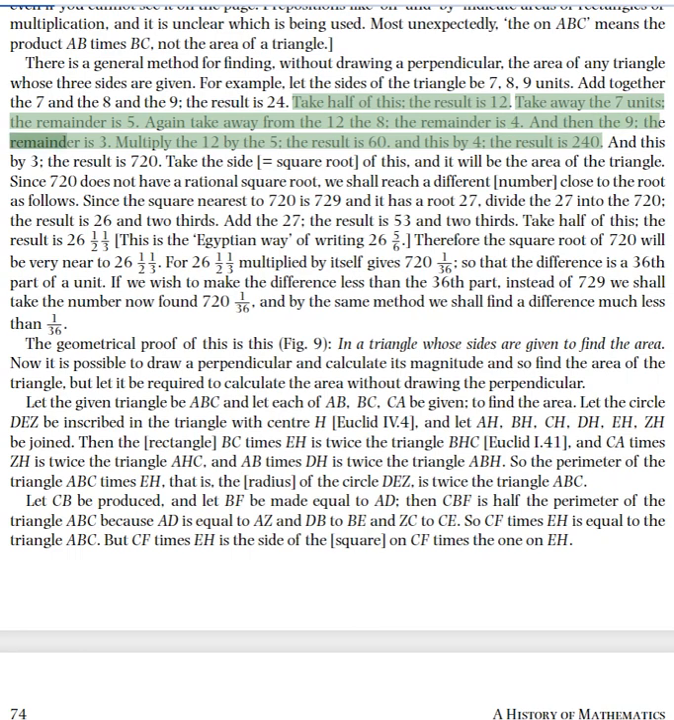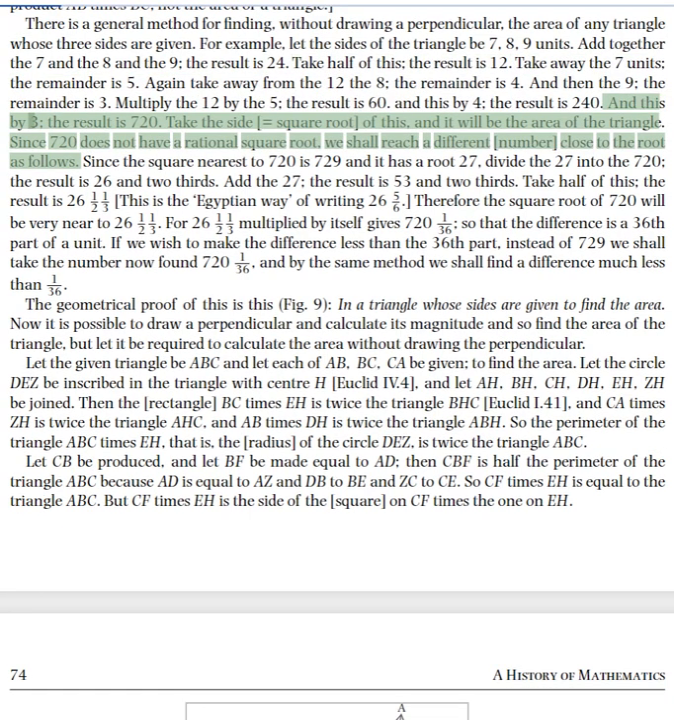And then the 9, the remainder is 3. Multiply the 12 by the 5, the result is 60. And this by 4, the result is 240. And this by 3, the result is 720. Take the side of this, and it will be the area of the triangle.